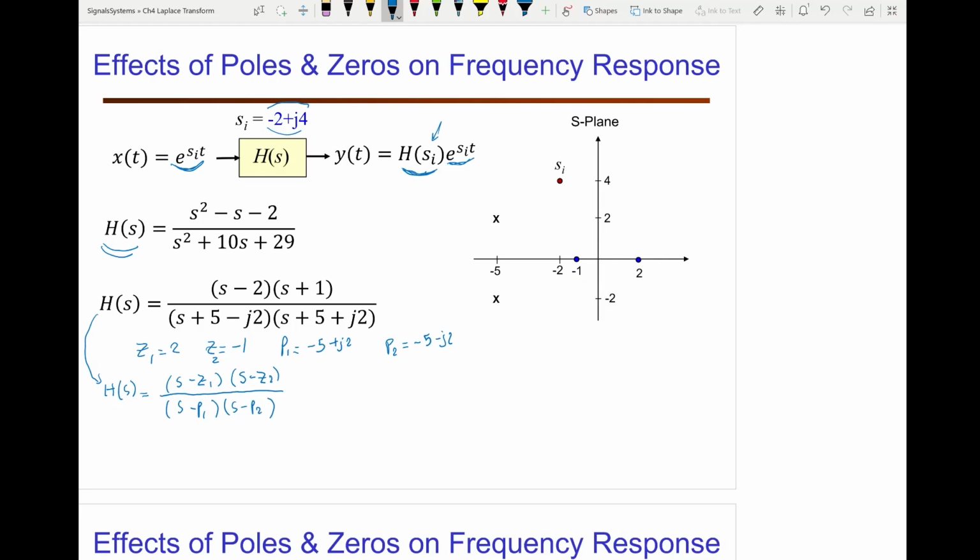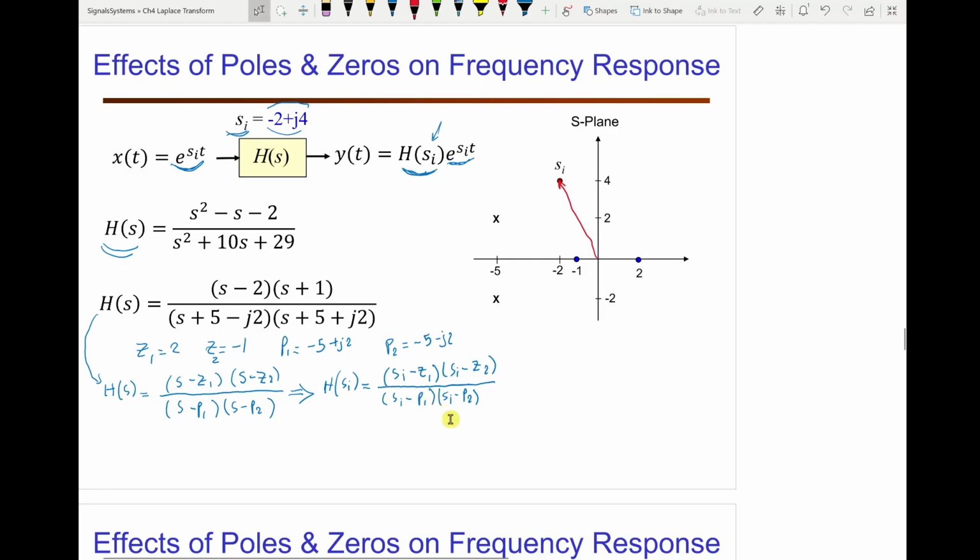And if I want to find the system response to a specific frequency, let's say to this frequency, then I plug in for s, s_i, that specific frequency. Let's look at first this term, s_i minus z1. If I plot the vector s_i, it will be the vector from the origin to the point of interest, or to the frequency of interest. So that would be this one.